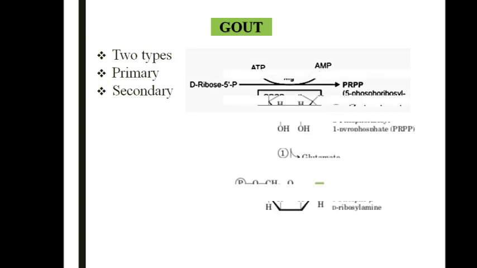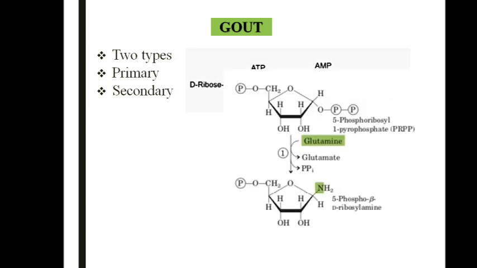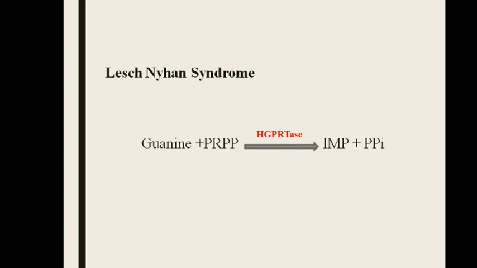The next important enzyme that has an abnormal activity is phosphoribosyl amidotransferase, the very first step of the purine biosynthesis, which is catalyzed by the amidotransferase enzyme. If the activity of this enzyme is very high, then definitely it results in more and more production of purine nucleotides, and more purine pool, more degradation, more uric acid pool, and thus resulting in primary gout.